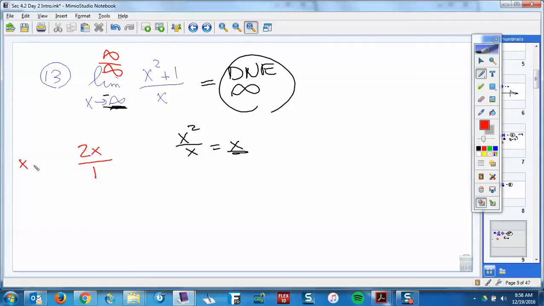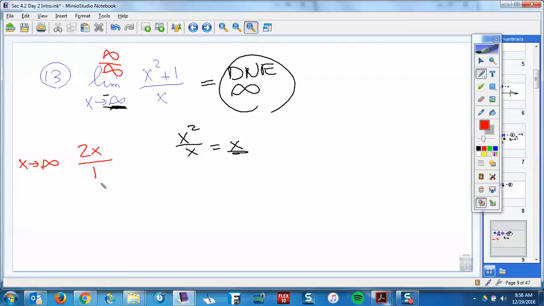Now, as x goes to infinity, it's infinity, right? Do the derivative of the top, 2x. Derivative of the bottom is 1. As x goes to infinity, that goes to infinity. So you say does not exist, infinity. See that? See what I mean?